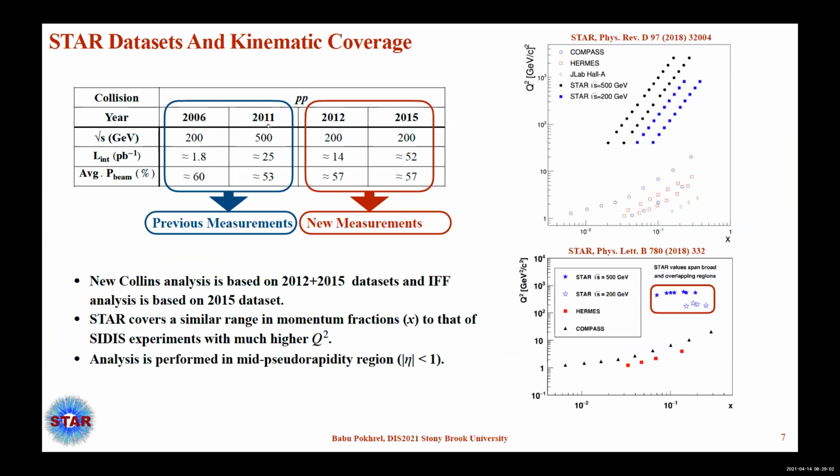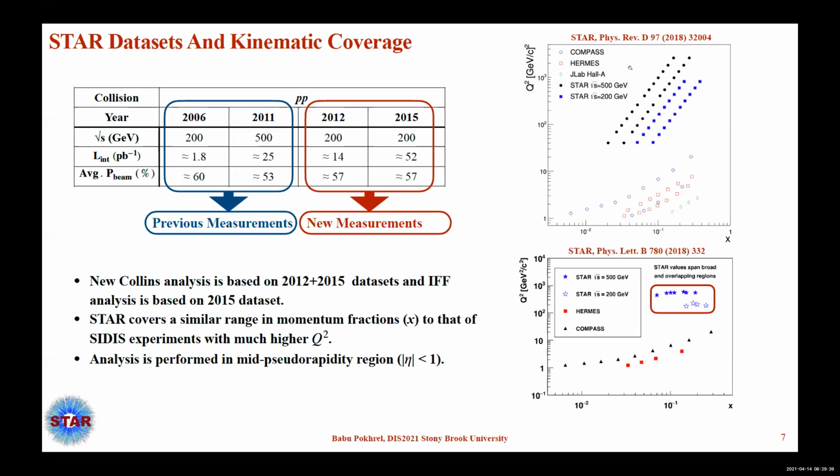Showing the summary table, the 2006 and 2011 data sets were used for the previous Collins and IFF analysis at 200 and 500 GeV, which are relatively small data samples. And the 2012 and 2015 data sets are used for the Collins and IFF analysis; these new results are based on these data sets. Actually, 2015 and 2012 are combined for the Collins analysis, which makes an even bigger sample, and only the 2015 data set is used for the IFF analysis.